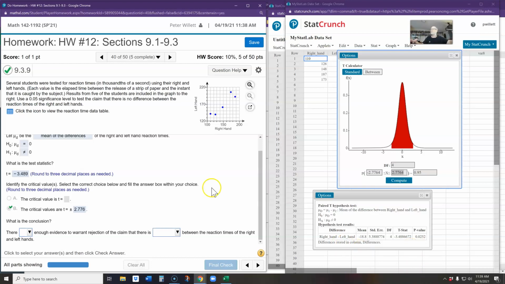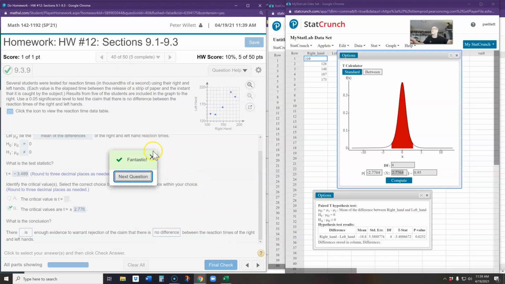But using the critical value method, because the test statistic is larger in size, the -3.5 would put it over in this left-tailed critical region, since the cutoff here is at -2.776 and we're over at -3.489. So again, the critical value says how big the test statistic needs to be to reject the null, and it is definitely bigger than that. So we would say there is enough evidence to warrant rejection of the claim that there is no difference between the reaction times.